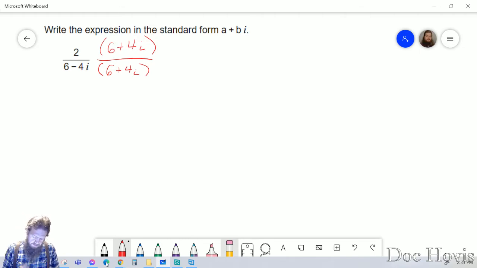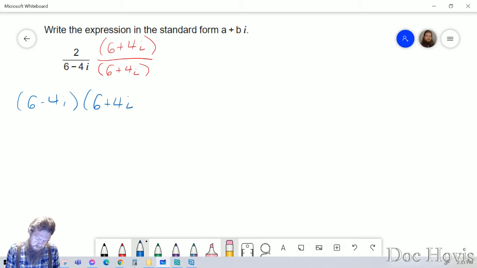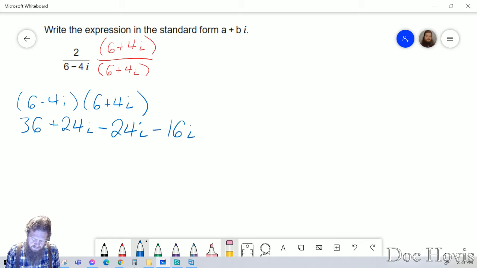Now what I'm going to do is first of all focus on that denominator. I'm just going to FOIL it out. And so if we look at this FOILed out, it's first times first, which gives us 36. And then outer gives us 24I. Inner gives us negative 24I. And the last gives us negative 16I squared.